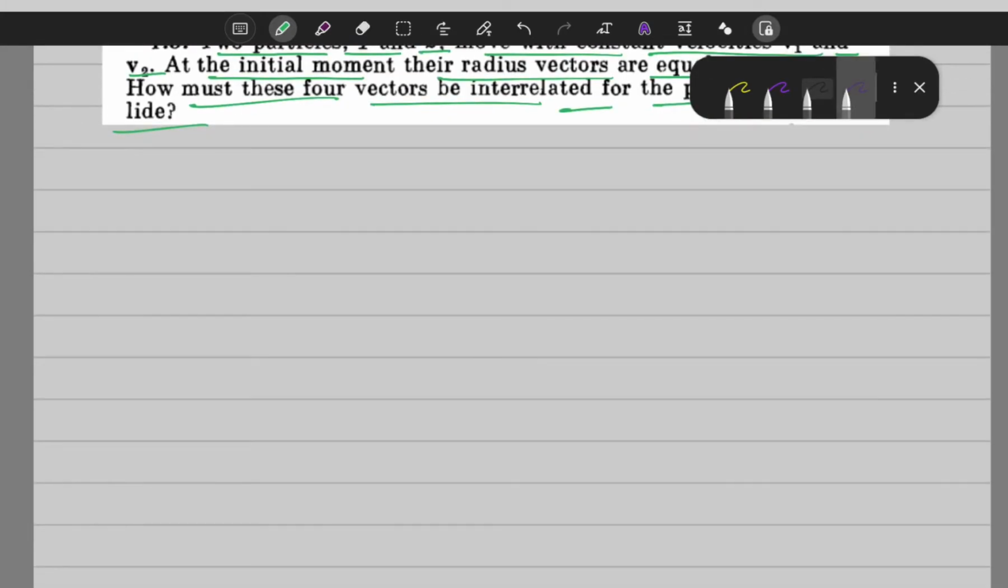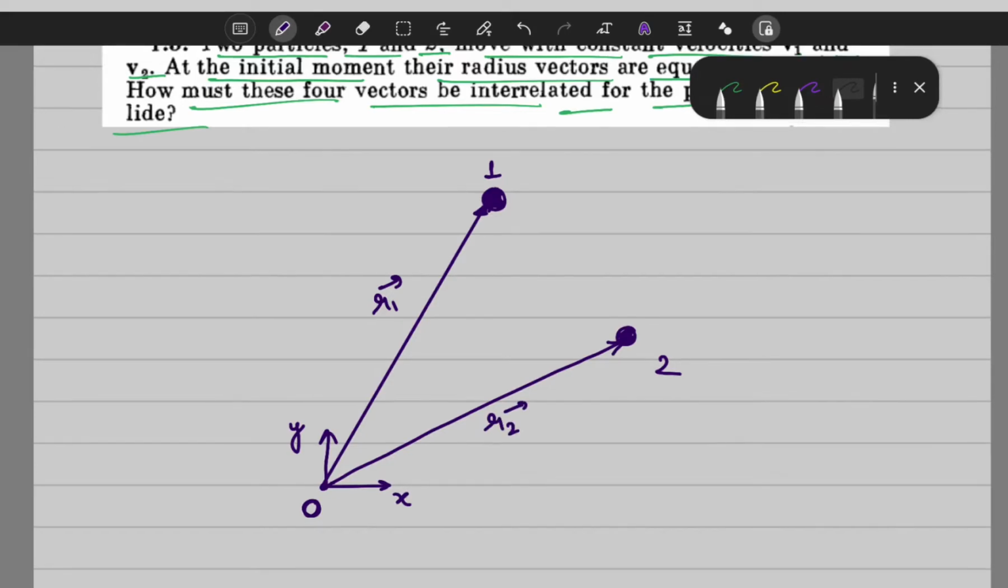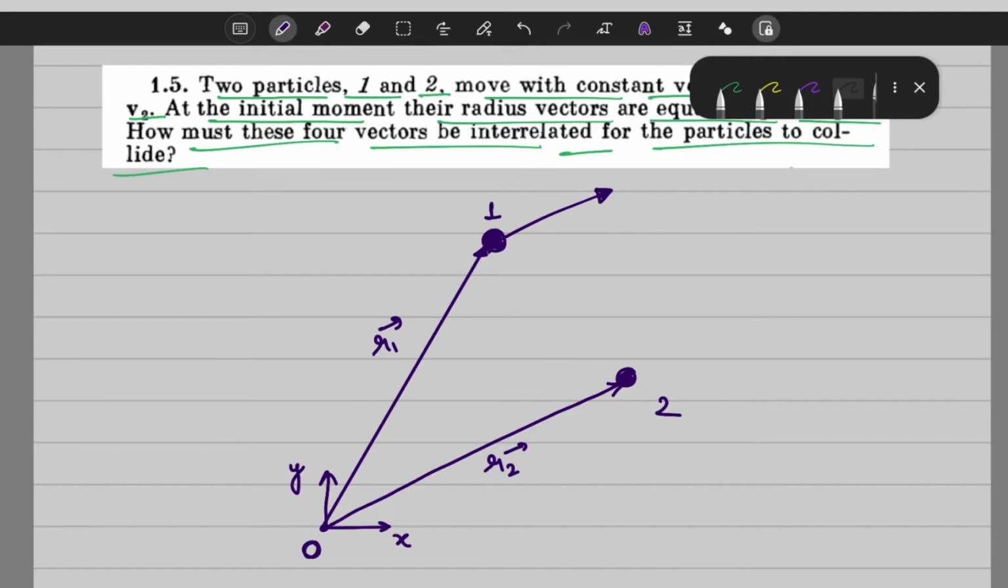Let us first draw the two particles and their position vectors. This is particle 1 and this is particle 2, and this is the origin, with the x direction and the y direction. This is the position vector r1 for particle 1, and this is the position vector r2 for particle 2. They have velocities v1 and v2, and both are constant.